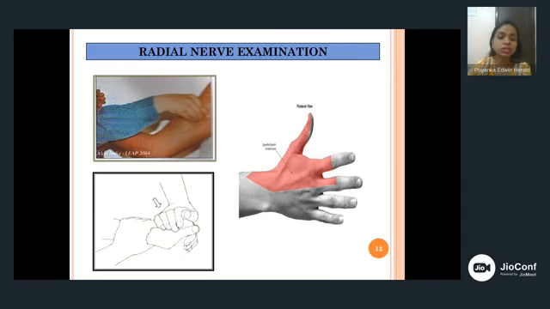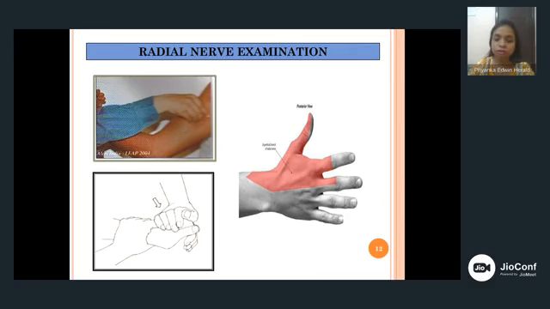Now, how do we check the motor involvement of the radial nerve? You know, the radial nerve supplies the extensors of the wrist. So simply we ask the patient to extend his wrist, and if he is able to extend, then we apply a little pressure over it and ask the patient again to extend the wrist against our resistance. If he is able to do so, then we say, okay, there is no motor loss.